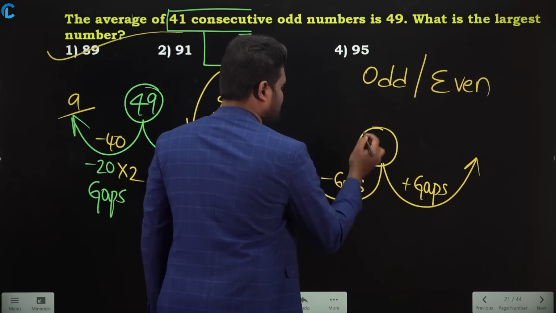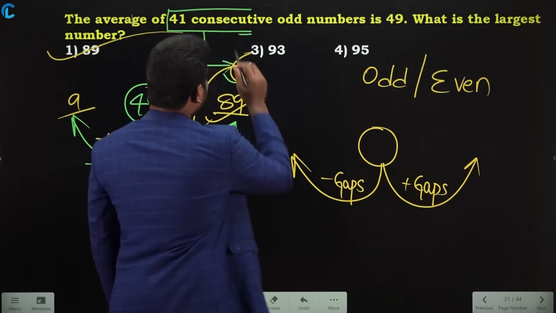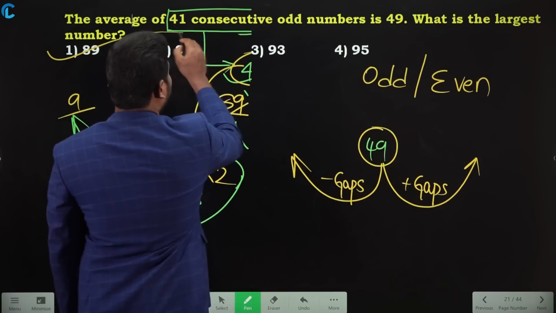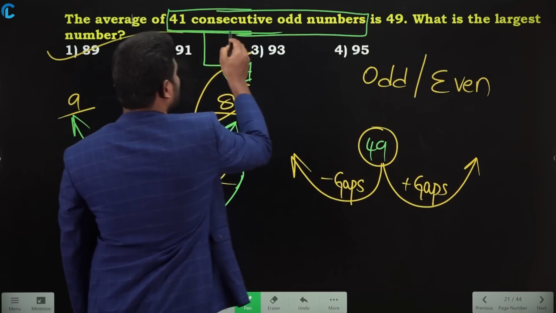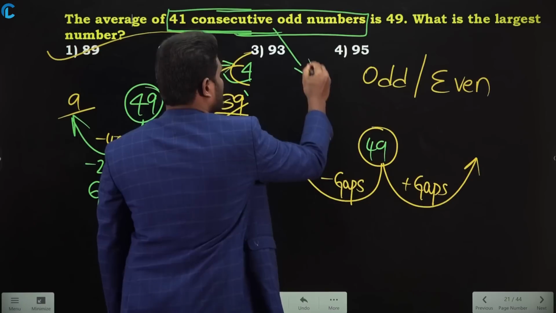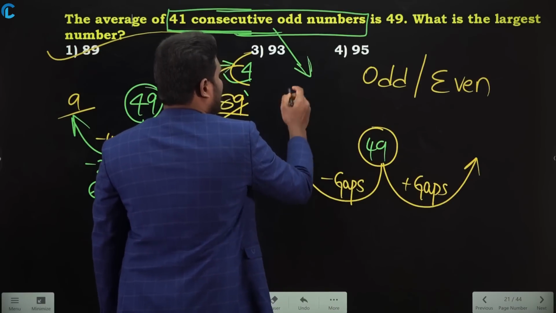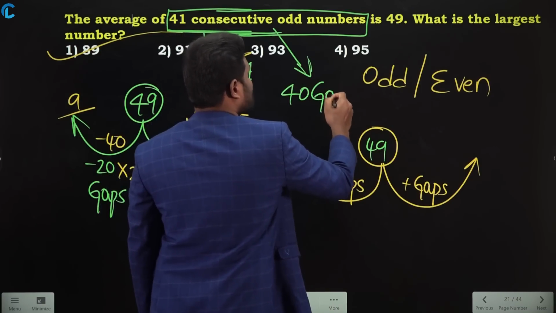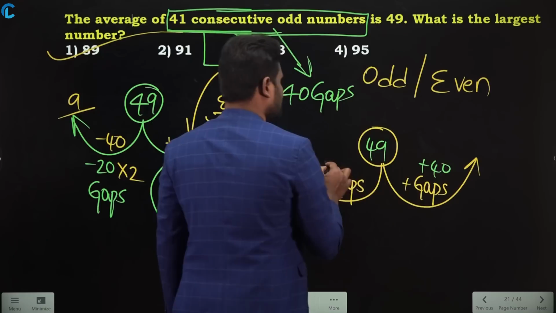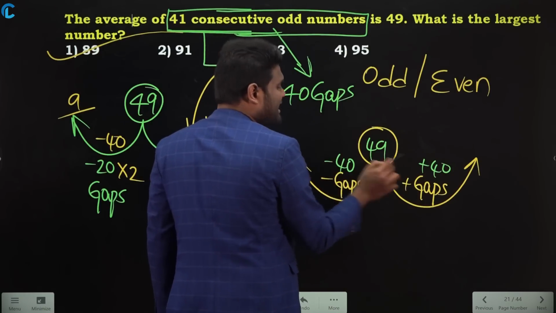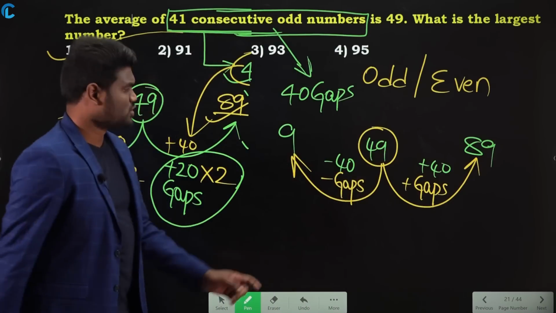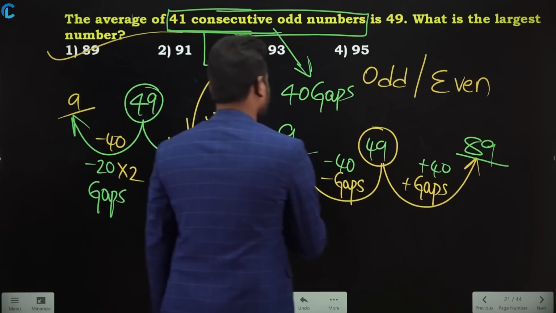Look here, what does it mean? Look here carefully. The highest number is how much? Sorry, the average is how much? The average is 49. For 41 numbers, that is 41 consecutive odd numbers, the gaps are going to be 40 gaps. Yes or no? 41 numbers, gaps are nothing but 40 gaps. As it is 40 gaps, this is nothing but plus 40, this is nothing but minus 40. So 49 plus 40, it is going to be 89. 49 minus 40, it is going to be 9. So the highest number is 89 and the lowest number is 9.